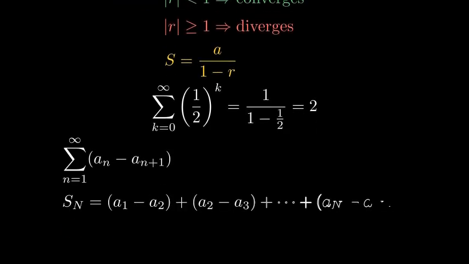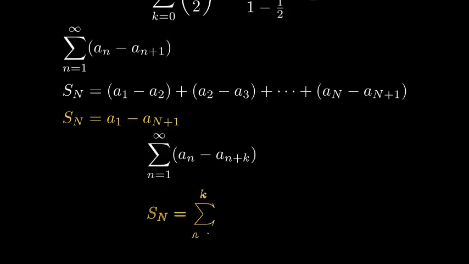Now, let's look at telescoping series. A telescoping series has terms that cancel when you form partial sums. Consider the sum from n equals 1 to infinity of a sub n minus a sub n plus 1. The nth partial sum becomes a sub 1 minus a sub n plus 1.